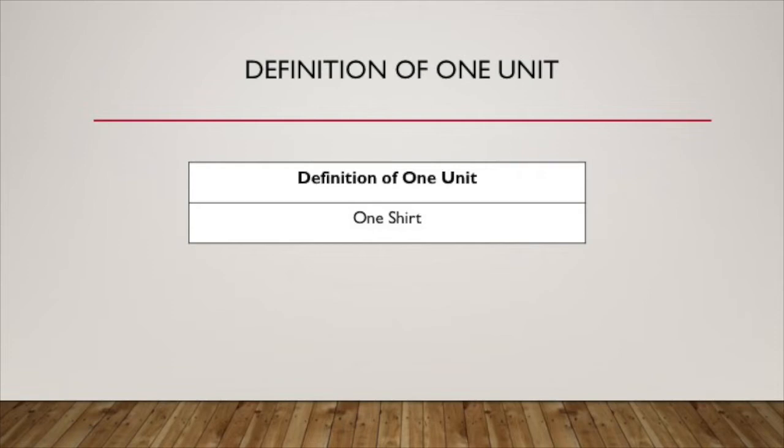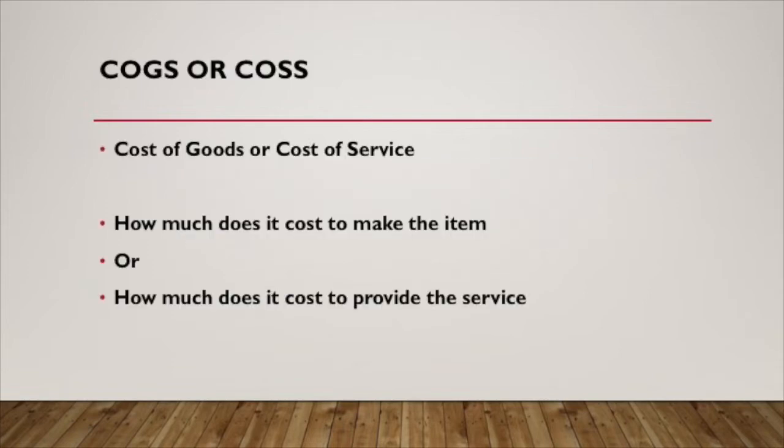All right, let's go to slide number 6. Okay, so we are going to do the second box. So the first thing is the COG or COSS, which is cost of goods or cost of service. That is what it stands for. This basically means how much it is going to cost to make the item, or how much it is going to cost to provide the service. This is an important factor. You need to figure out what the cost is going to be for providing the good or service. So we are going to break it down.